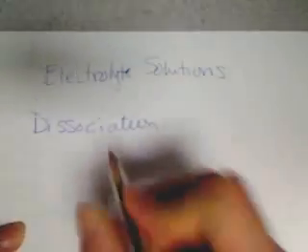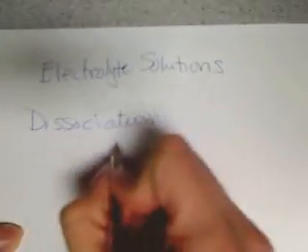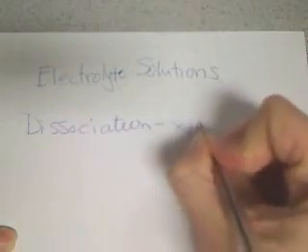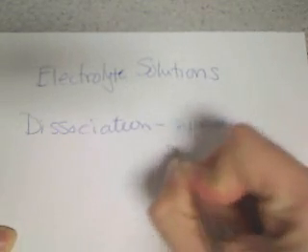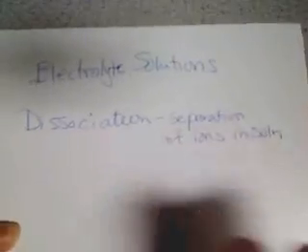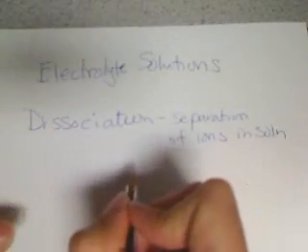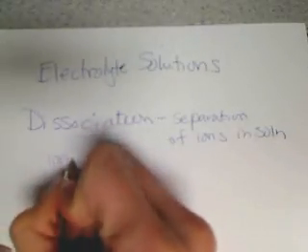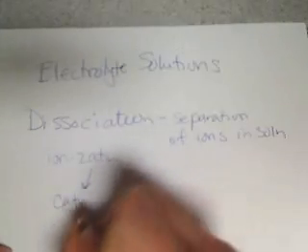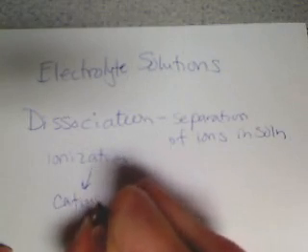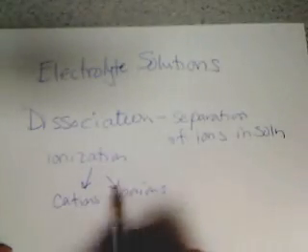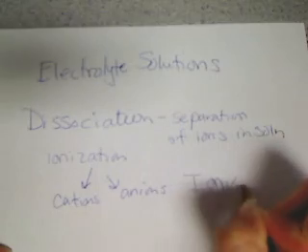Okay. Dissociation is when we have two ions and they separate from each other, and this is going to happen in solution, so this is a separation of ions in solution. If we have water, we can also call this ionization, because your ionic compounds are going to break up into cations and anions. Dissociation or ionization is only going to happen with ionic compounds.